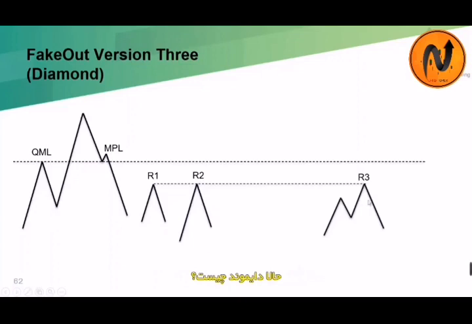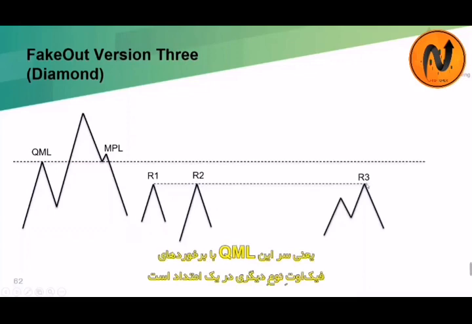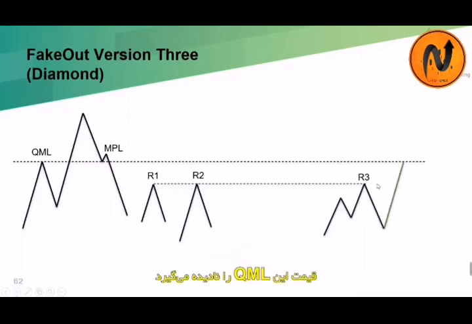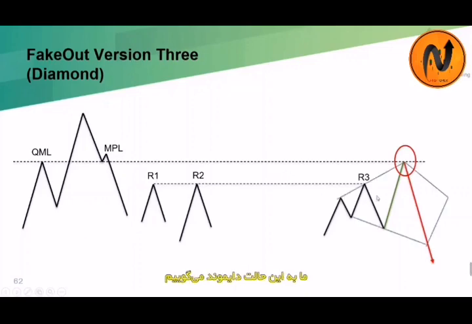So what is a diamond? A diamond is a fake QML. Hear me out. A fake QML where the head, the tip of it, coincides with another type of fake out. Then the price will ignore this QML. It will reach the point of the real QML, the big one, before it goes down. So this is a precaution, and this is what we call a diamond. It looks like a diamond.